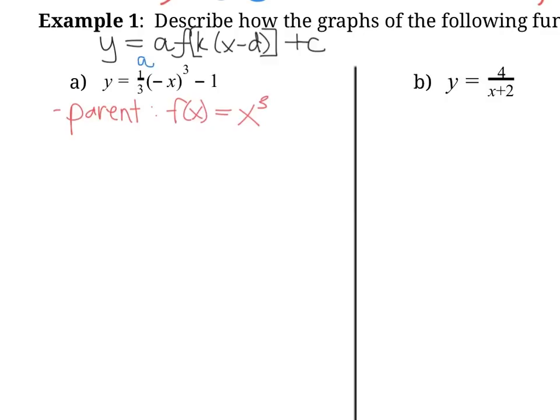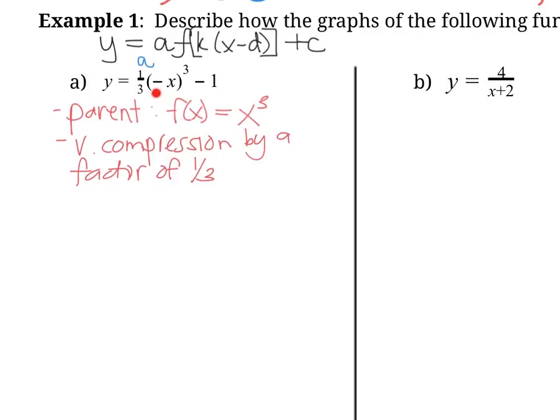Our a is less than 1. The absolute value of a is less than 1, which means that this is going to make all the y values smaller. So if you use the summary above, this is going to be a vertical compression by a factor of 1/3. That's because we're going to multiply all those y values by 1/3.